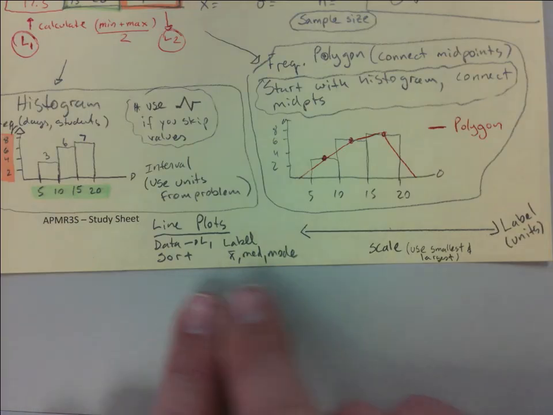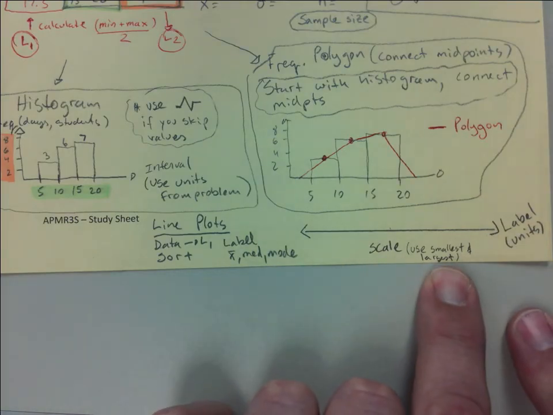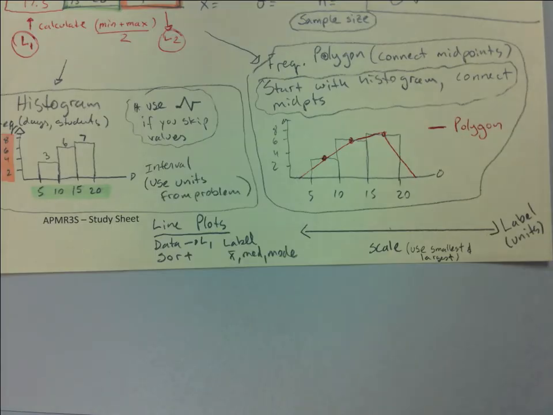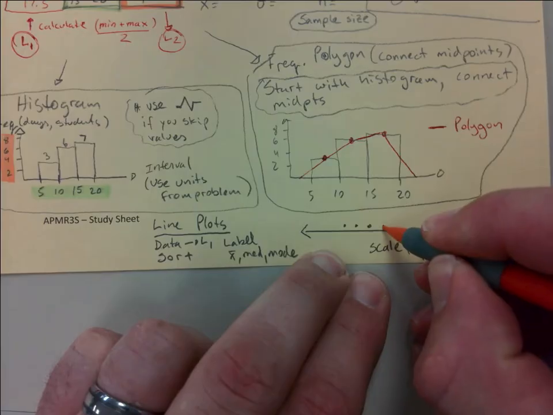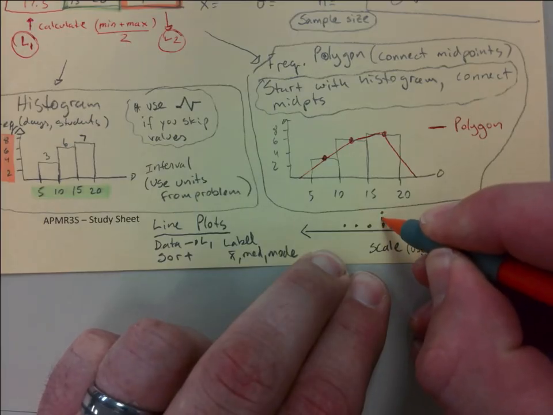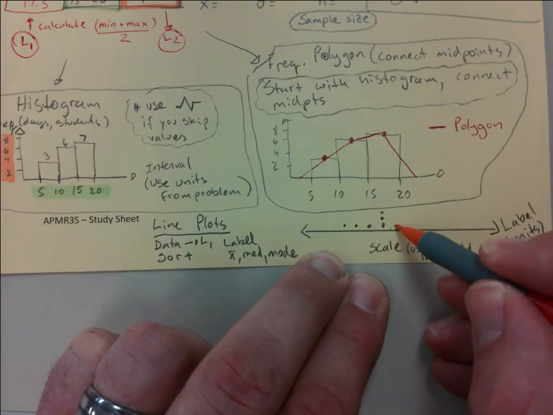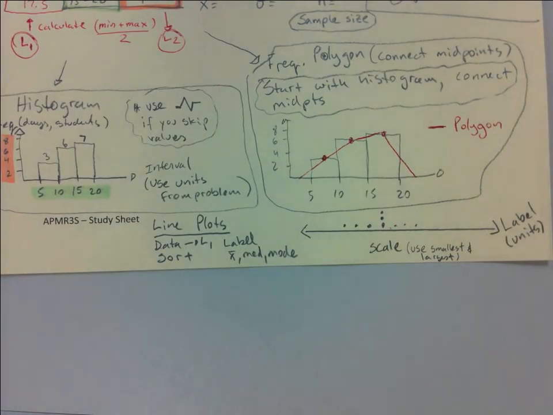But line plots, scale uses smallest and largest. If it's sorted, then you can look at it, right? Oh, I'm going from -5 all the way to 100. I better make sure that whatever scale I'm using, there's enough room for all of those numbers. And then you just plot the numbers where they're supposed to be. Stack doubles, right? And so forth. I hope this helps.